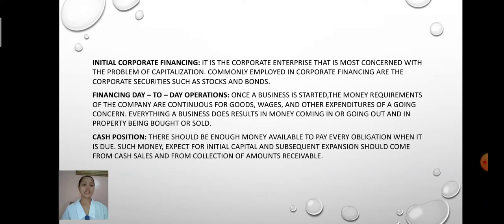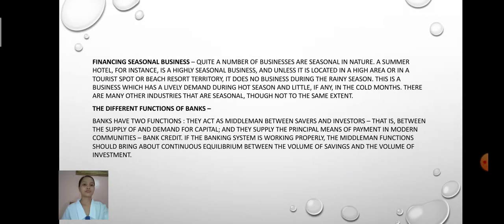Once a business is started, the money requirements of the company are continuous for goods, wages, and other expenditures of a going concern. Everything a business does results in money coming in or going out and in property being bought or sold. Cash position. There should be enough money available to pay every obligation when it is due. Such money, except for initial capital and subsequent expansion, should come from cash sales and from collection of amounts receivable.